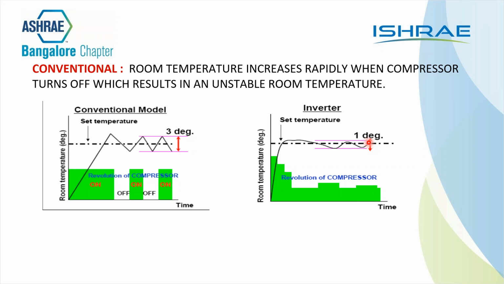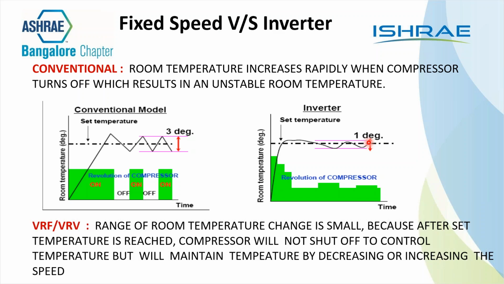So now, how it maintains a constant temperature is very similar to what happens in a VFD. Now I would like to give a common example. The range of room temperature change is small, because if the set temperature is reached, the compressor will not shut off to control the temperature, but will maintain temperature by decreasing or increasing the speed of the compressor. So this is what happens in an inverter based compressor. So you maintain a constant temperature.